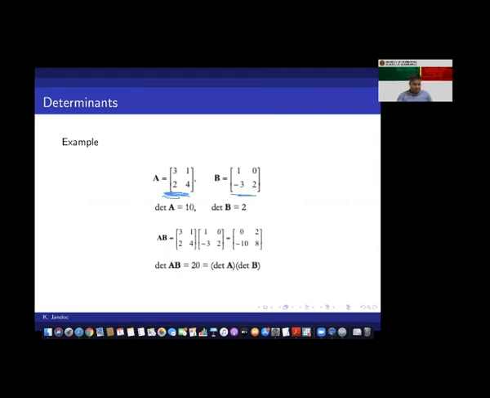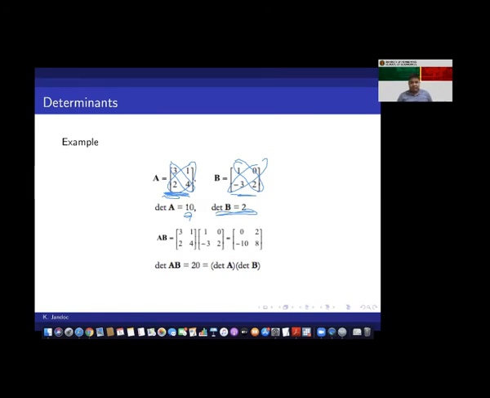Okay? So if you compute the determinant of that one, it's 12 minus 2, which is 10. And the determinant of B is 2 minus 3 times 0, which is 0, so 2 minus 0 is 2. Okay, great. So the determinant of A is 10 and the determinant of B is 2.